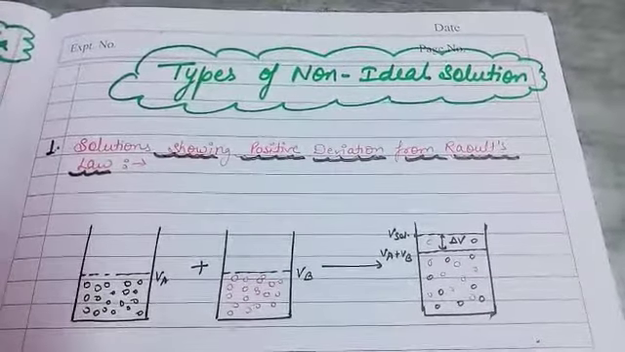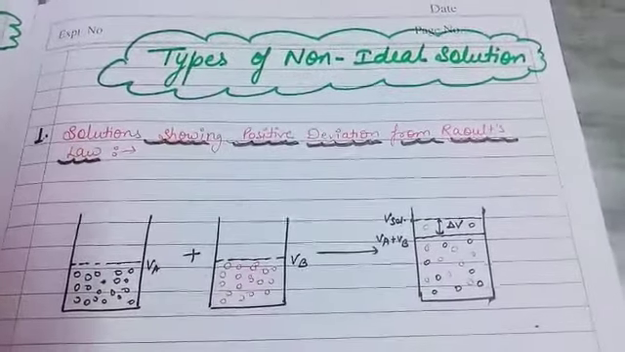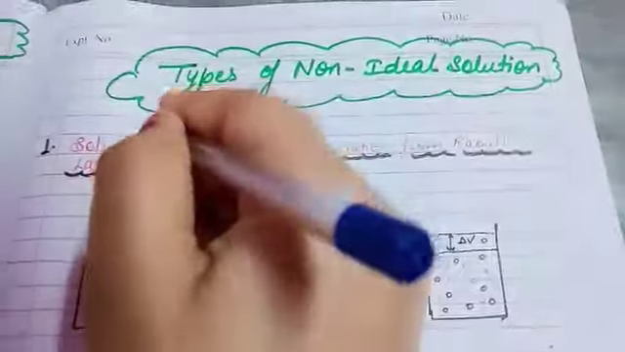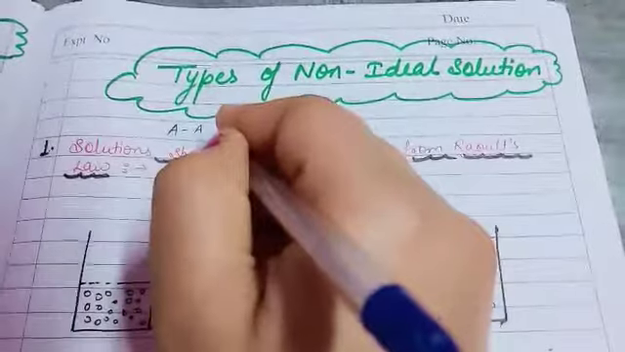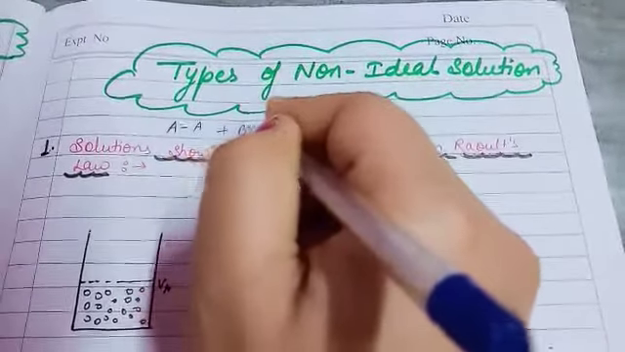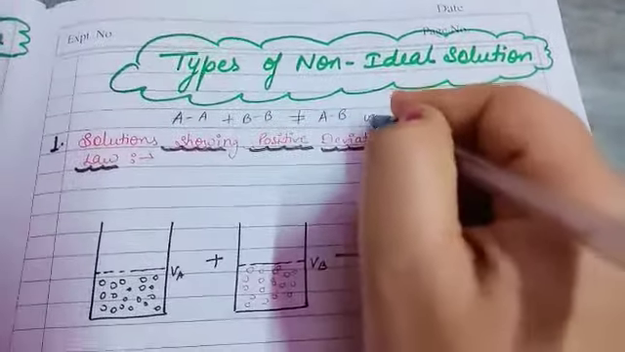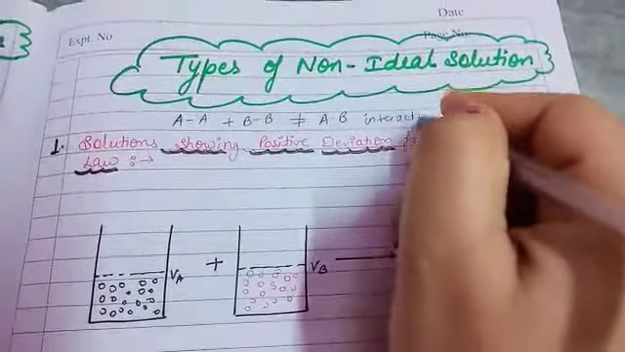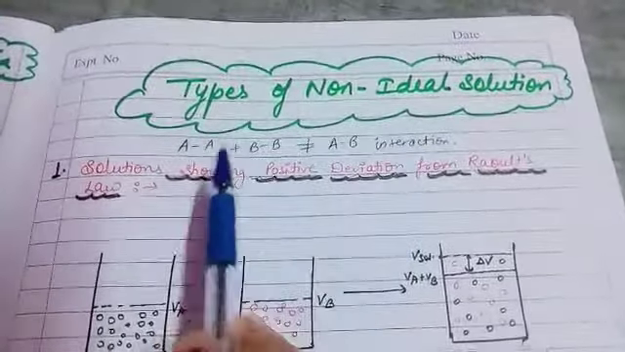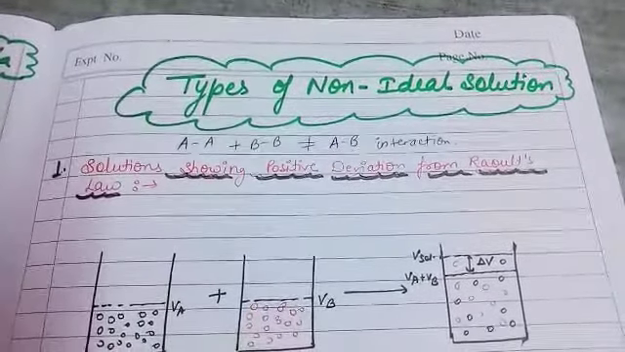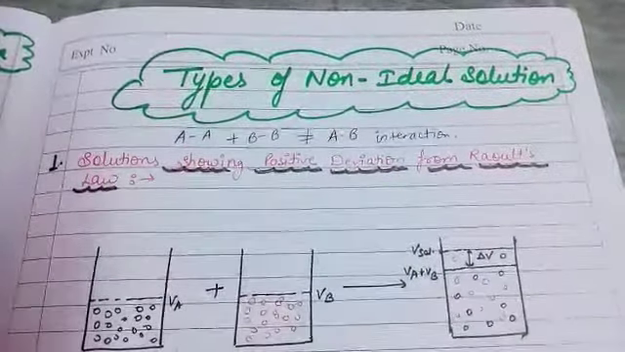Now the second thing in a non-ideal solution is interaction. Generally, the A plus B interaction is not equal to the AB interaction. What are the AA and BB interactions? Generally, the solvent is represented by A, and B is the solute.